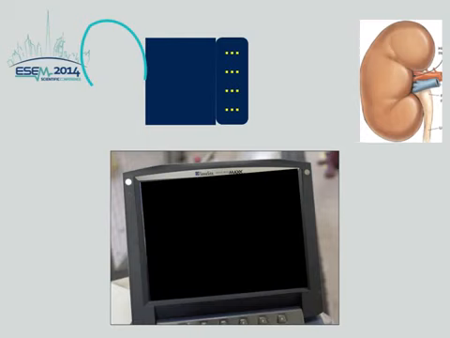Using the principle of reflection, an ultrasound machine can calculate the distance and depth of a structure by measuring the time it takes for an emitted ultrasound beam to reflect back to the source. This is the same principle that is used in the sonar of submarines.